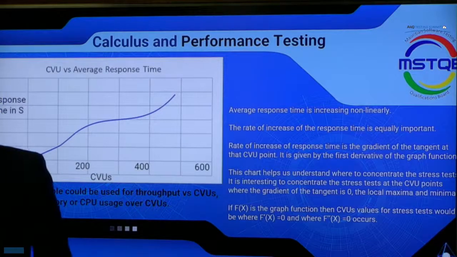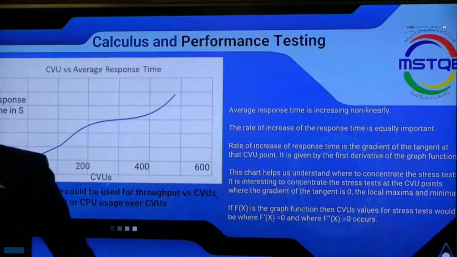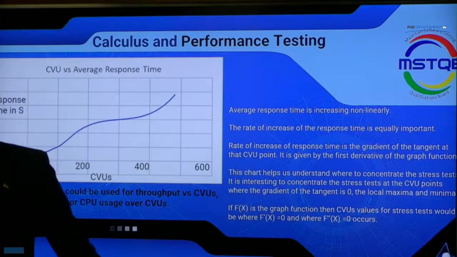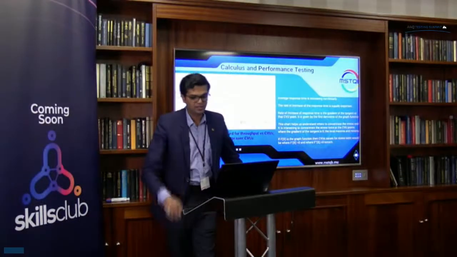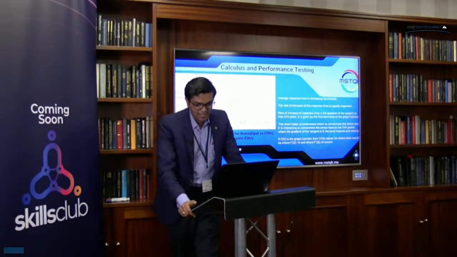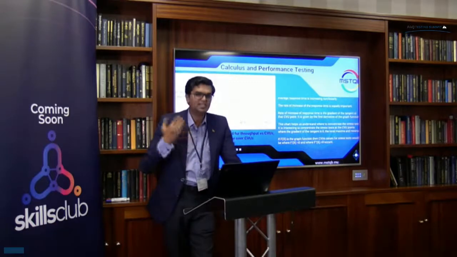This is where first the gradient is 0, the tangent is 0, so that's the first derivative, and you have the possibility of having a maxima and a minima as well. So when you have a parabolic curve, the minima is where you would first concentrate on stress testing, and the maxima as well. And the maxima and the minima is given by the second derivative of the equation.